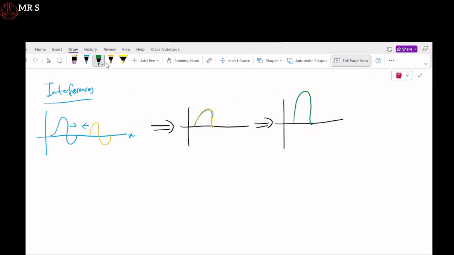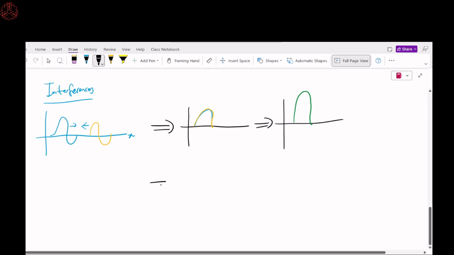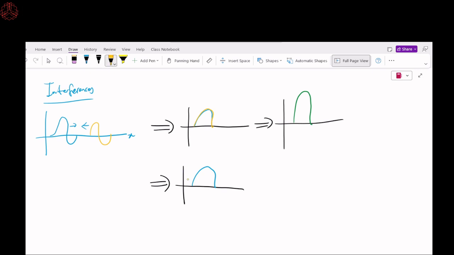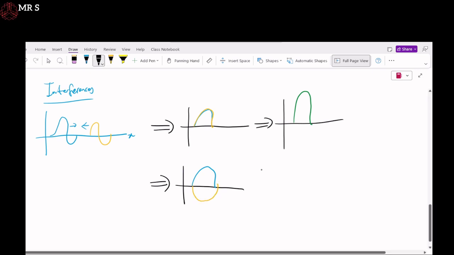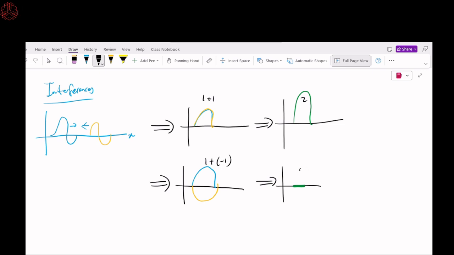But it's a very important but here. If I have a peak and I have a trough like that, I will get nothing because they cancel out each other. This is basically just saying that if I have 1 plus 1, I will get 2. If I have 1 plus minus 1, I will get 0. The first case is what we call constructive, and the second is what we call destructive.